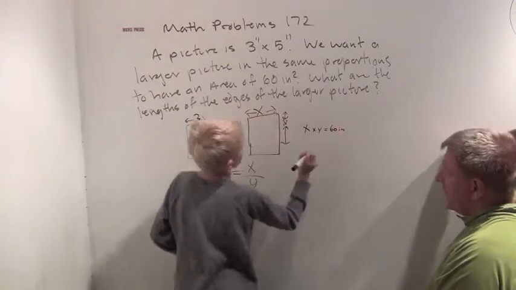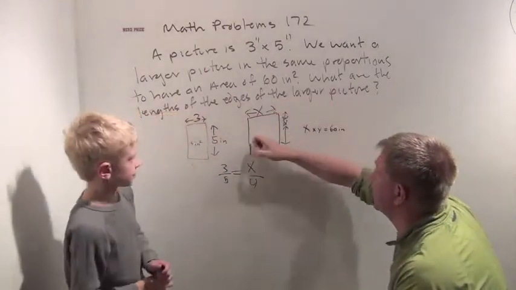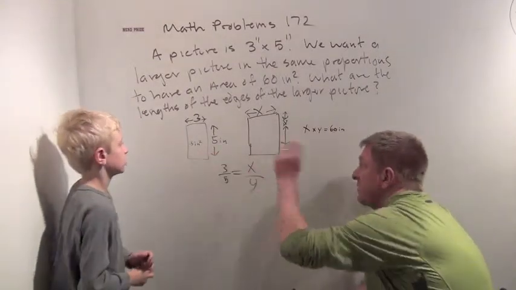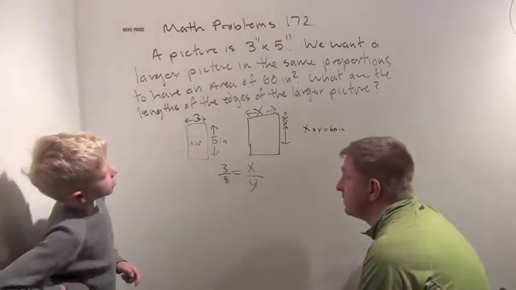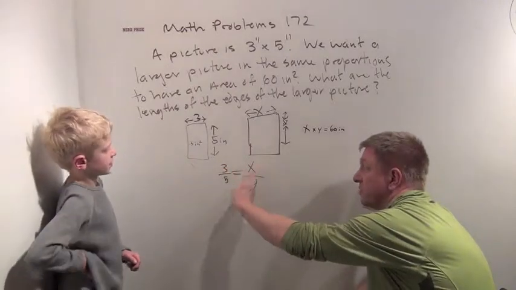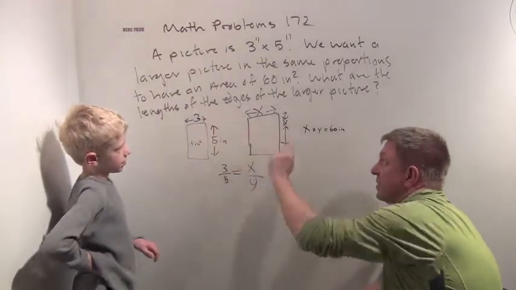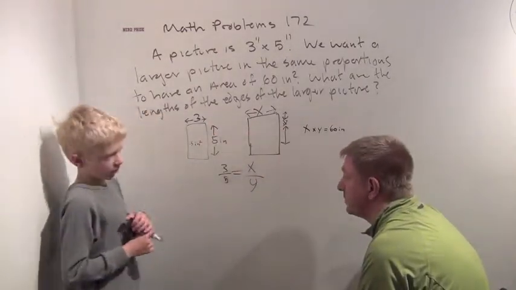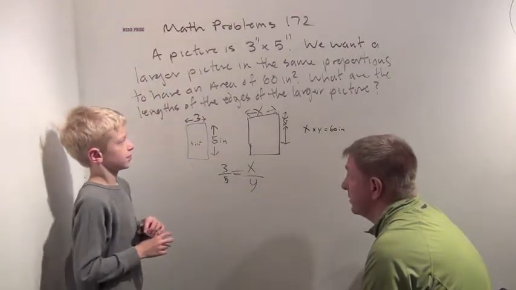So the area, which is the length times the width, is 60 in this one, and in this one it's 15. And we also know that these proportions remain the same. 3 to 5 is the same as x to y. So we know that y is bigger than x. Well, that's true. We do know y is bigger than x. Good job.